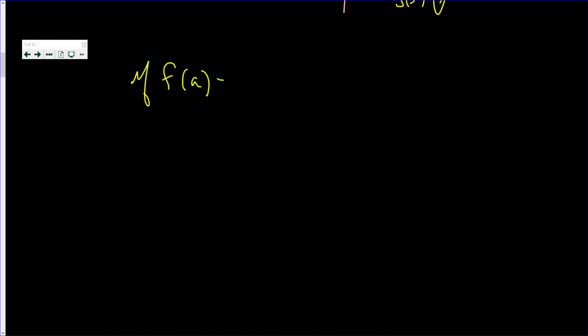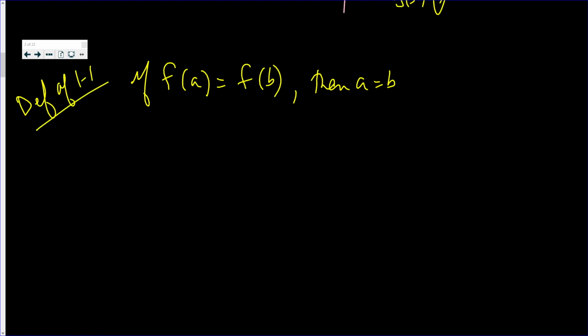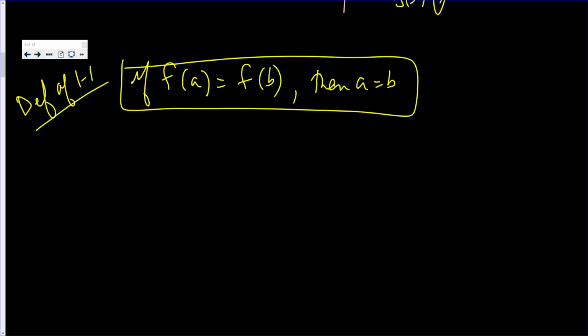Now, there's another definition. If f of some number is equal to f of another number, and that guarantees that a equals b, this is one-to-one. Definition of one-to-one: if f of a is equal to f of b guarantees us that a equals b, then the function is one-to-one.